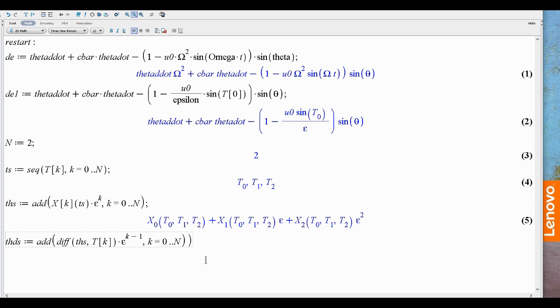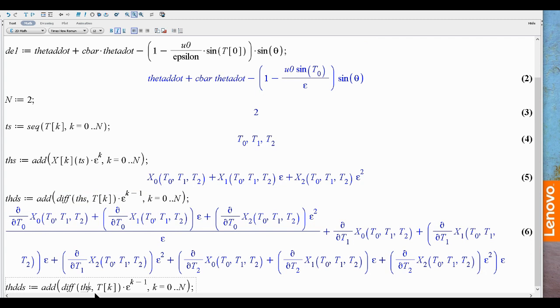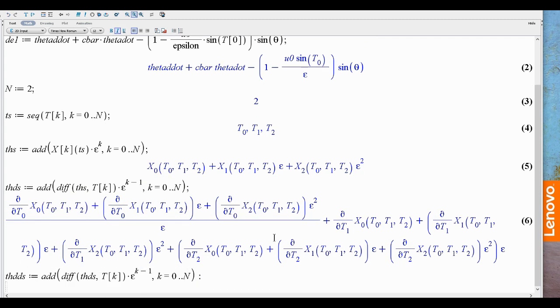I hope you notice what we are doing. This is because T0 actually is little t by epsilon. Okay, so that's what makes it fast. Okay, so that's fast now. And then THDDS is equal to, of course, that's just a repetition of this. So this just becomes THDS, and I suppress the display. So I've got that now.